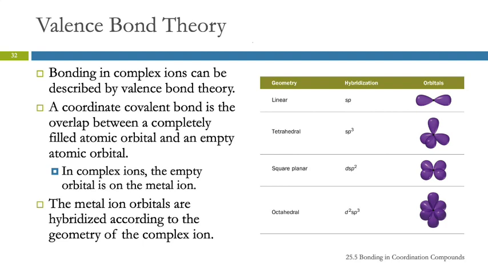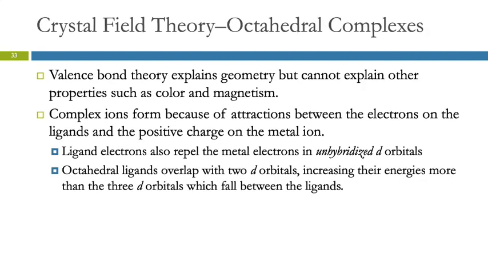So these would be empty orbitals, and those orbitals are there even if nothing is in them, just like a hotel room still exists even if no one is sleeping in it, right? So valence bond theory gets the geometry, that's awesome. But there's some other things that we observe, color and magnetism, that valence bond theory doesn't explain.